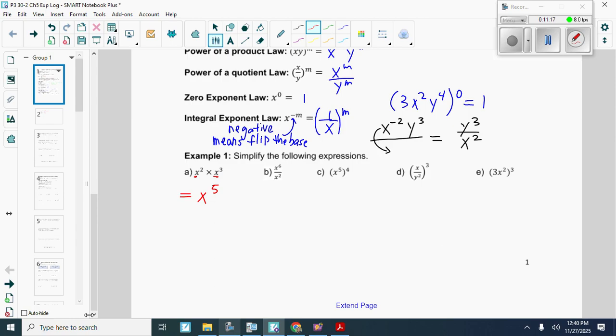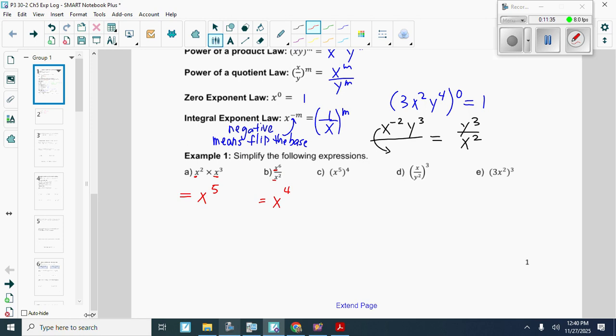Okay, how about this one? Same base, so we double check. Okay, same base, and now we're dividing. What was the rule when we divide? Yeah, we can subtract our exponent. So 6 subtract 2.